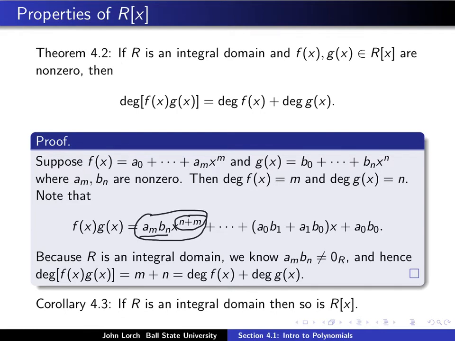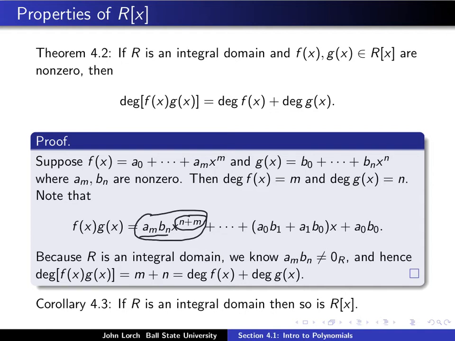Now, as a corollary to this theorem, we find that if R is an integral domain, then the corresponding polynomial ring R adjoin X is also an integral domain. And here we remember that in order to be an integral domain, a ring has to have an identity, it has to be commutative, and it has to have no zero divisors.